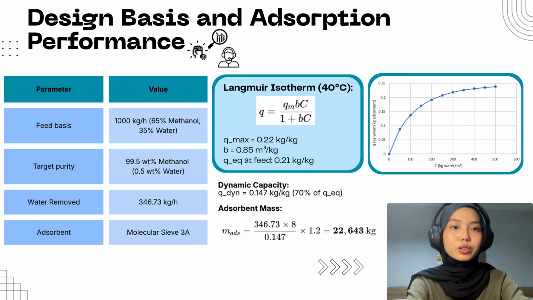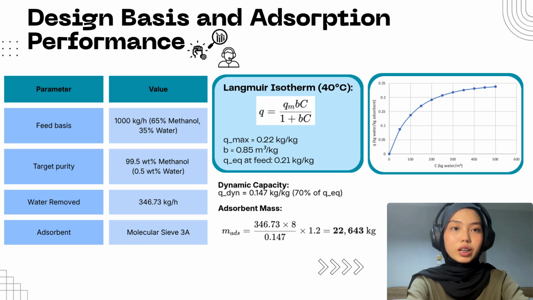Our target is to produce industrial grade methanol with 99.5% purity, which means the final product should only contain 0.5% water. Based on a simple material balance, we calculated that we need to remove 346.73 kilograms of water per hour to achieve this specification. So we have selected the molecular sieve 3A as our adsorbent.